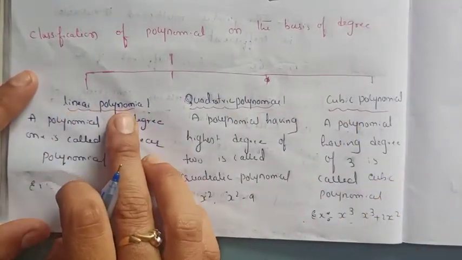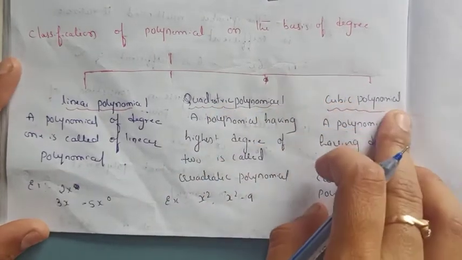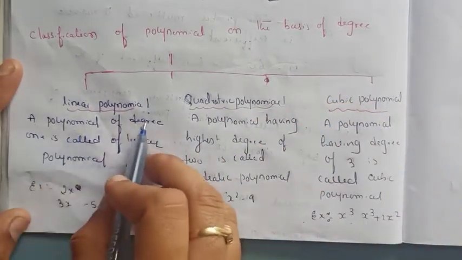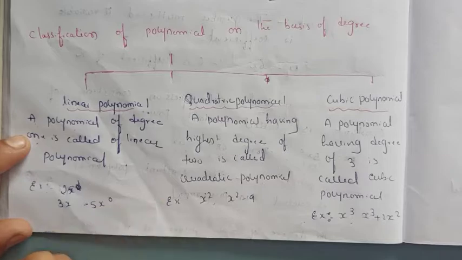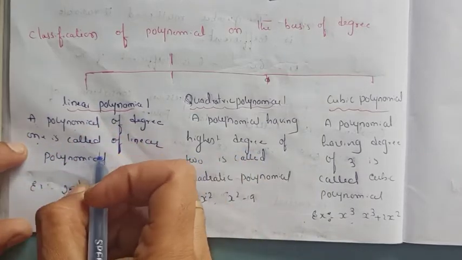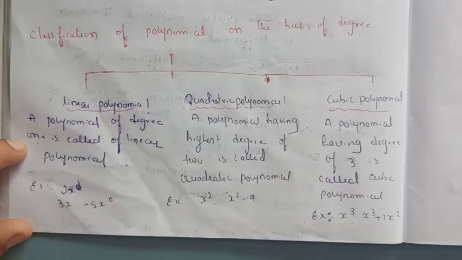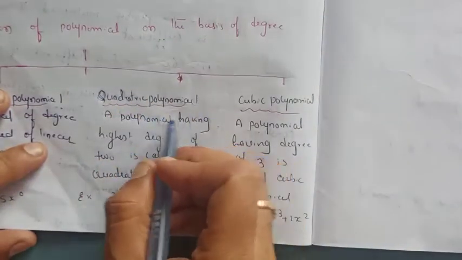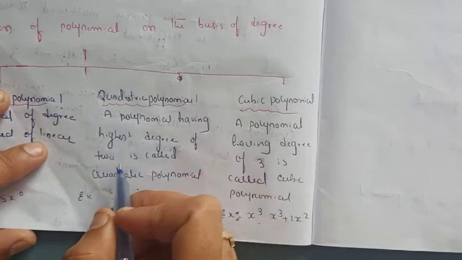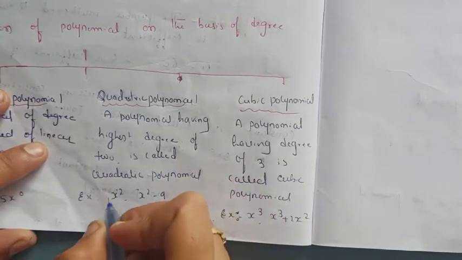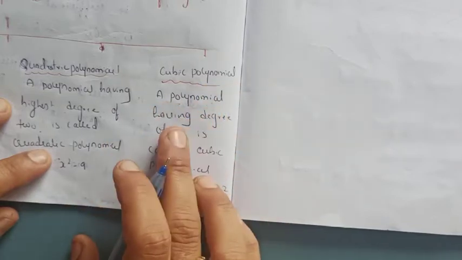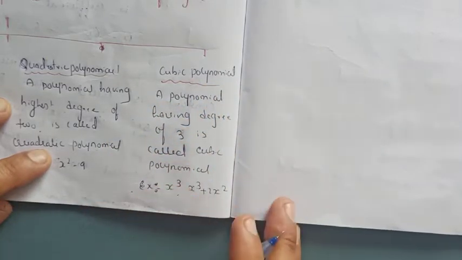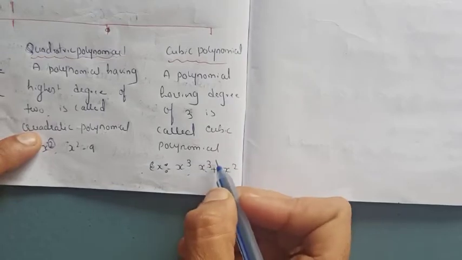On the basis of degree, we again classify into 3: linear polynomial, quadratic polynomial, cubic polynomial. Linear means a polynomial of degree 1. The degree of the variable must be 1. Then only we say it is a linear polynomial. And a quadratic polynomial, a polynomial having highest degree 2, is called a quadratic polynomial. Meaning x square, x square minus 1. Good. And a cubic polynomial, a polynomial having degree 3, is called a cubic polynomial. Meaning x cube plus 2x square.